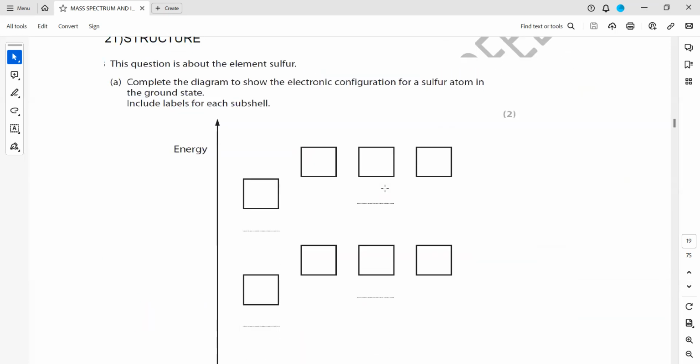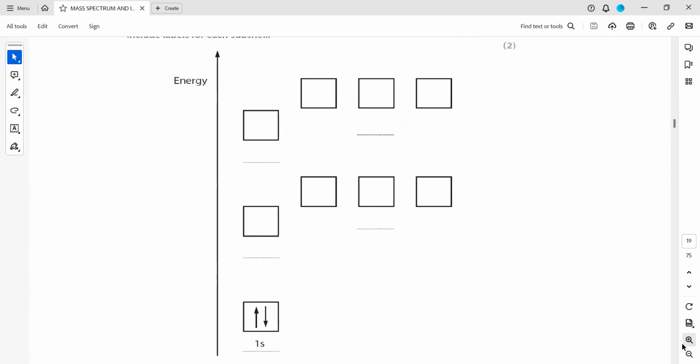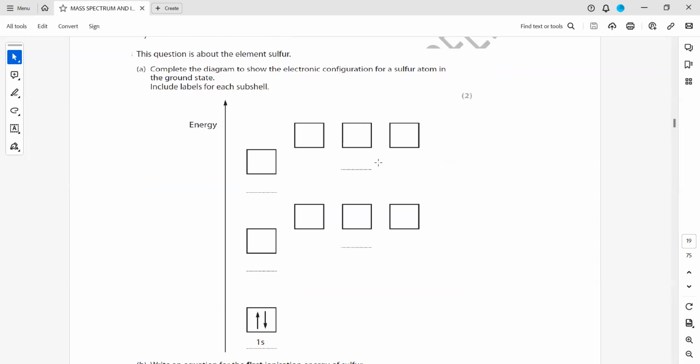The next is a structure question. This question is about the element sulfur. Complete the diagrams to show the electronic configuration for a sulfur atom. Include the labels for each subshell. So how can you complete sulfur? You can check the periodic table first for the atomic number of sulfur. Sulfur is 16. So it will be 1s2, 2s2, 2p6, 3s2, and 3p4.